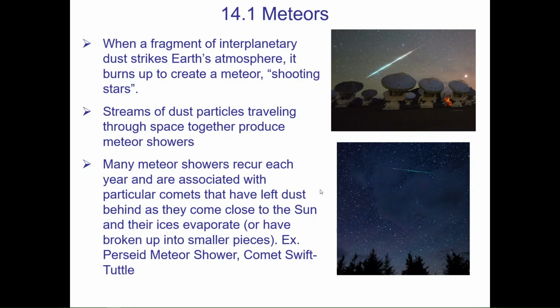First, let's look at what kind of cosmic samples we can get from interplanetary space. First of all, let's talk about meteors. When a fragment of interplanetary dust strikes Earth's atmosphere, it will start to burn to create a meteor. Sometimes we call a meteor a shooting star. You can see some meteors can be very bright.